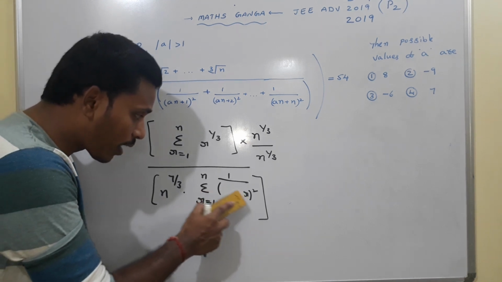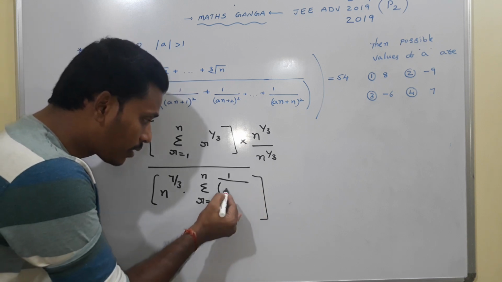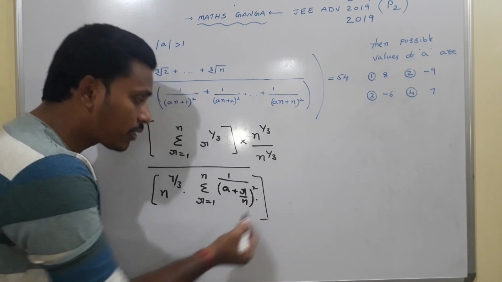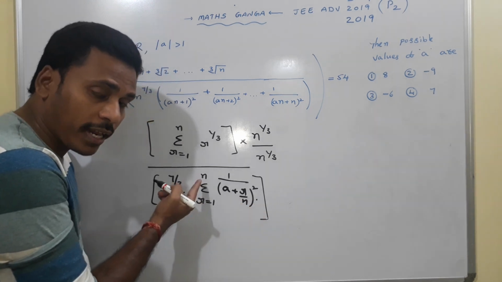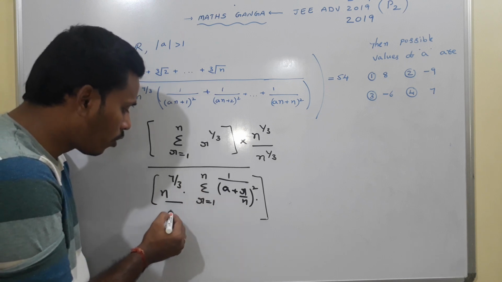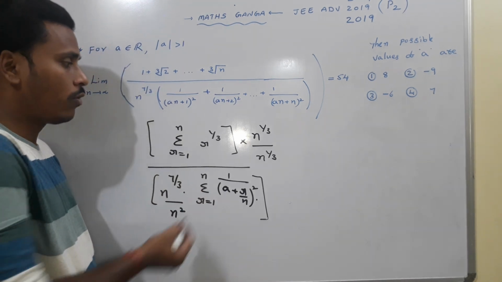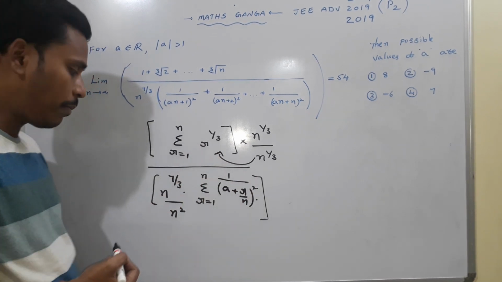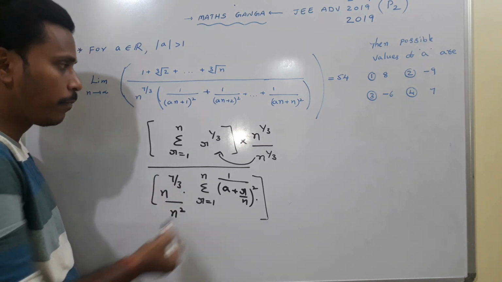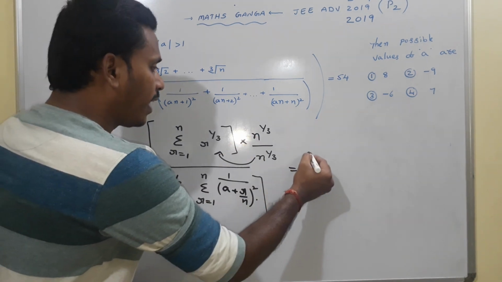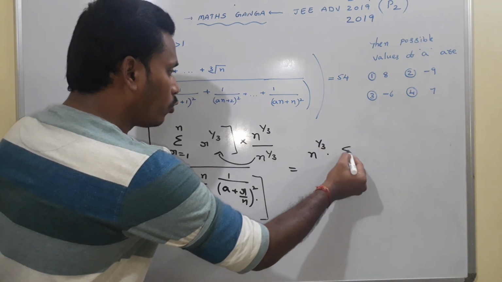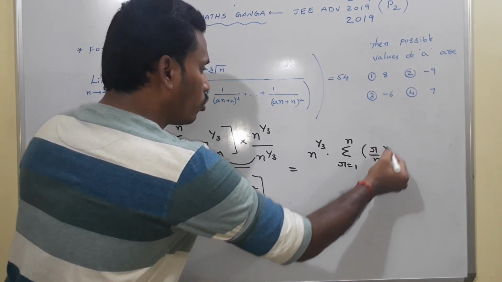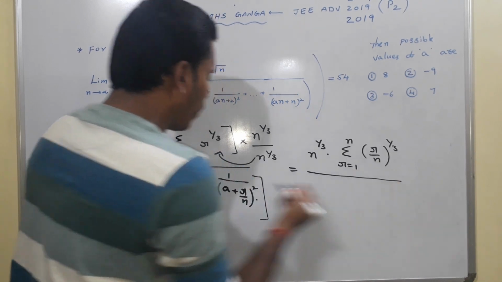So I will rewrite this one like this. How will I rewrite? This is (a plus r by n) square into n square, because the sigma is running over r but n square is not involved with r, so we need to pick it out. This is n square. Now, I will use this n power 1 by 3 with this r power 1 by 3. In the next step, it will become like this: this is n power 7 by 3 and this is n power 1 by 3. I will rewrite it like this: n power 1 by 3 into sigma r running from 1 to n (r by n) to the power 1 by 3. The numerator is that one.